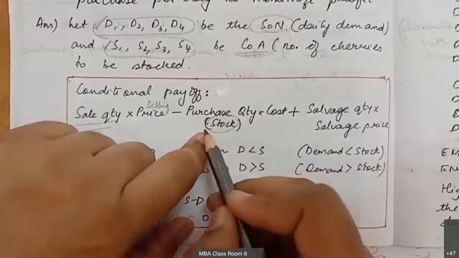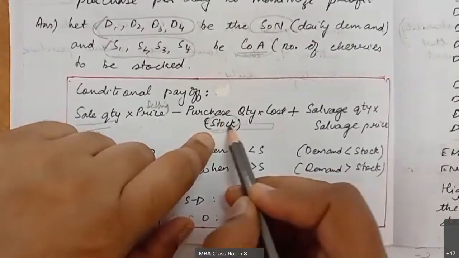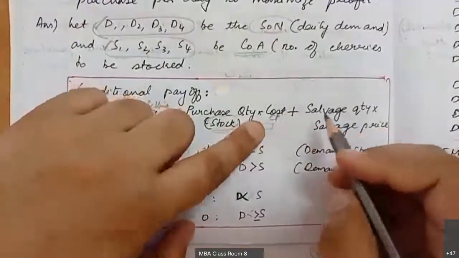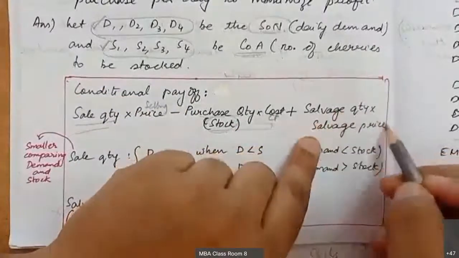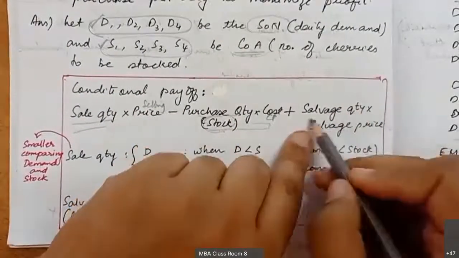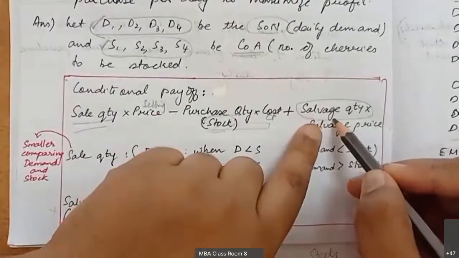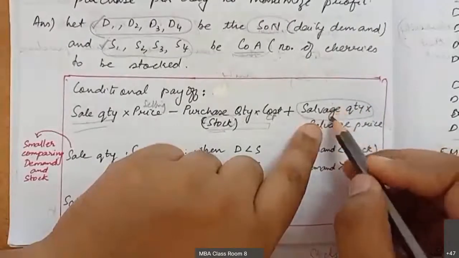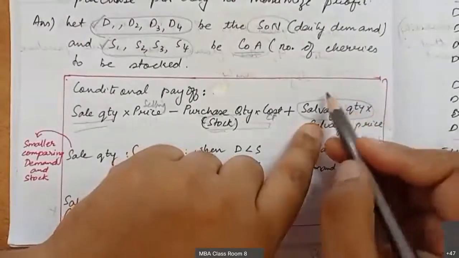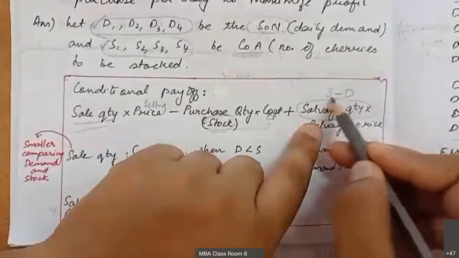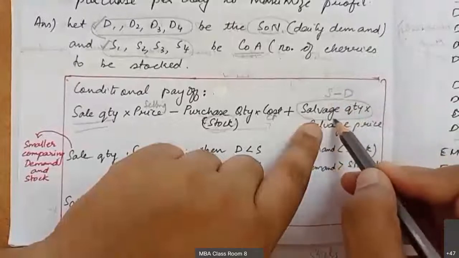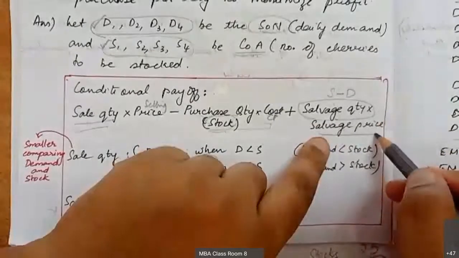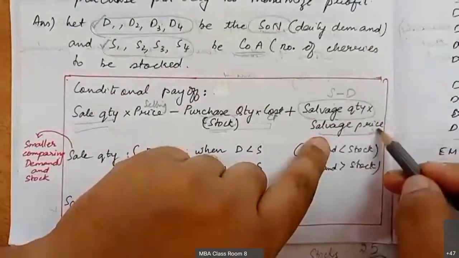On top of the matrix, we have the row-wise values. That is actually our purchase quantity into cost price, plus the salvage quantity into salvage price. Leftover, how much is leftover? That is the salvage quantity. If the demand is greater, then there will not be any salvage quantity. If the supply is greater, then how will you find the salvage quantity? Supply minus demand. Supply means stock itself. Stock minus demand will be our salvage quantity, into salvage price. He is going to sell it for a reduced cost of rupees 20, so 20 is going to be our salvage price.